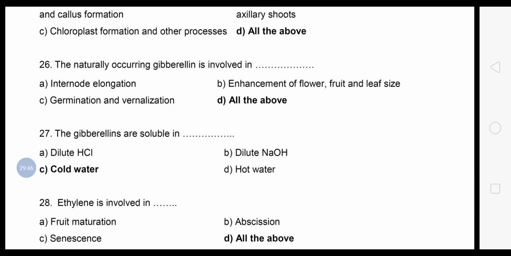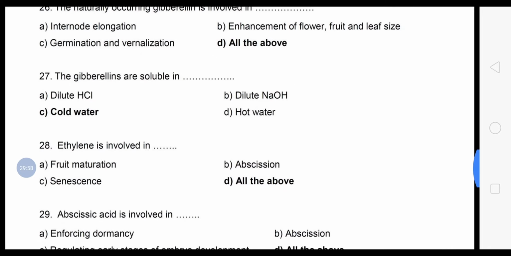Naturally occurring gibberellins are involved in internode elongation, enhancement of flowers, fruits and leaf size, then germination and vernalization. Gibberellins are soluble in cold water.